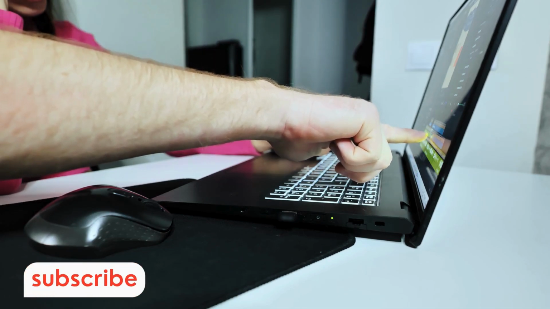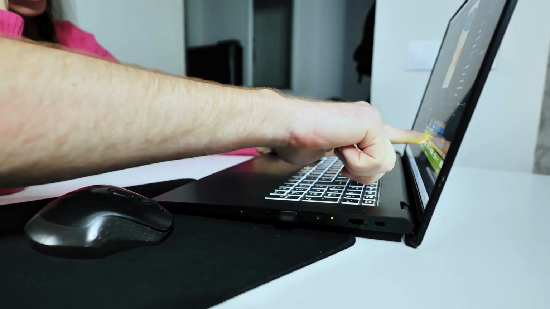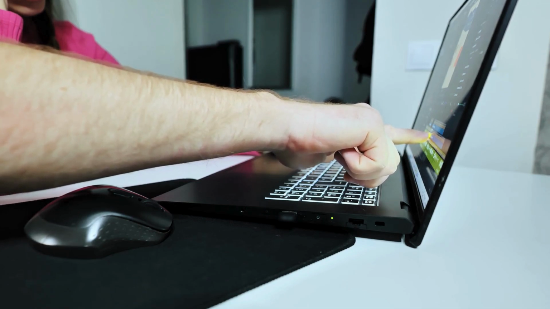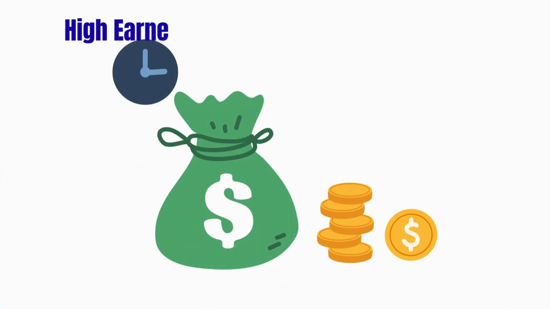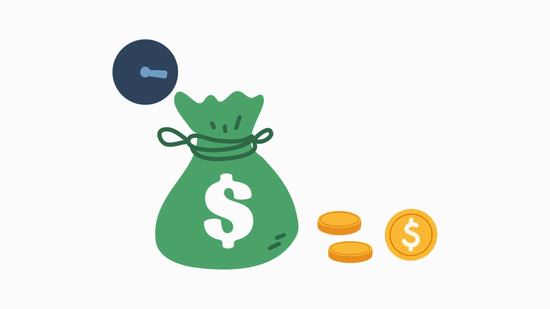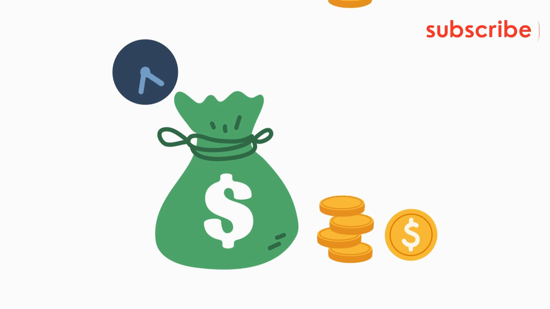Note that if the incorrect earnings are for the current or previous year, your record may still be in the process of updating, and the issue may resolve itself. High earners can't include all their earnings. Social Security has capped taxed earnings, and that cap plays an instrumental role in calculating payments.